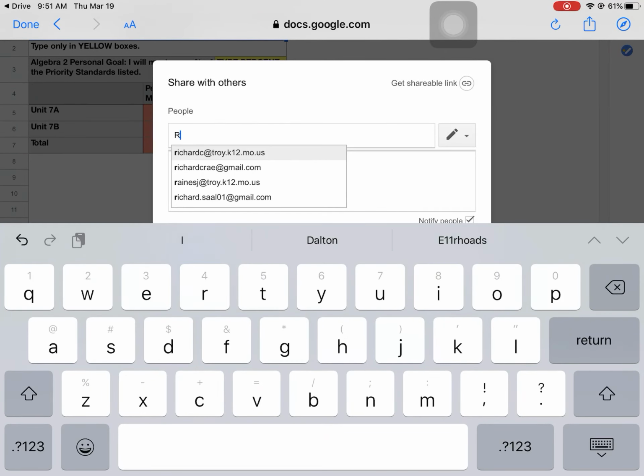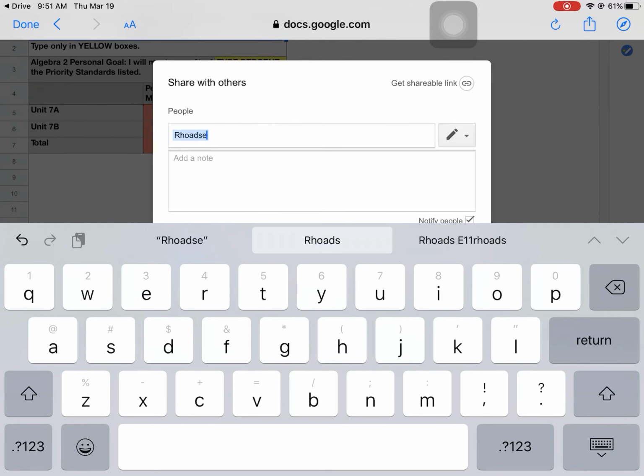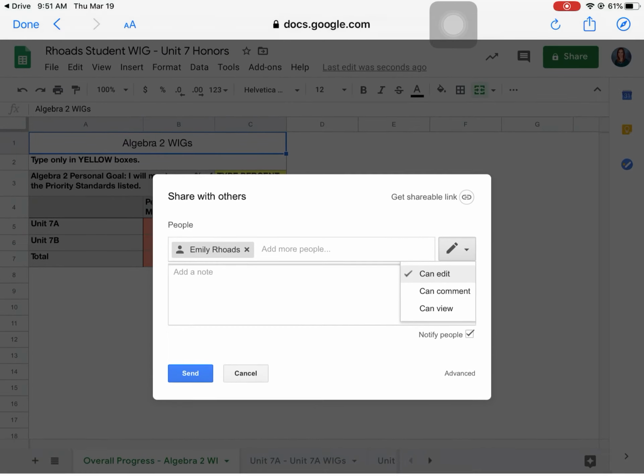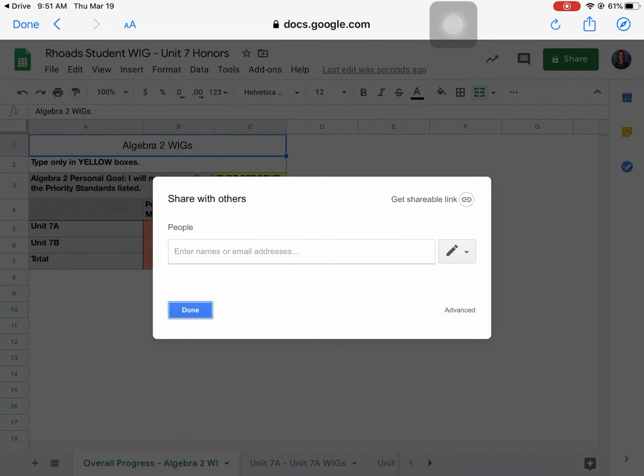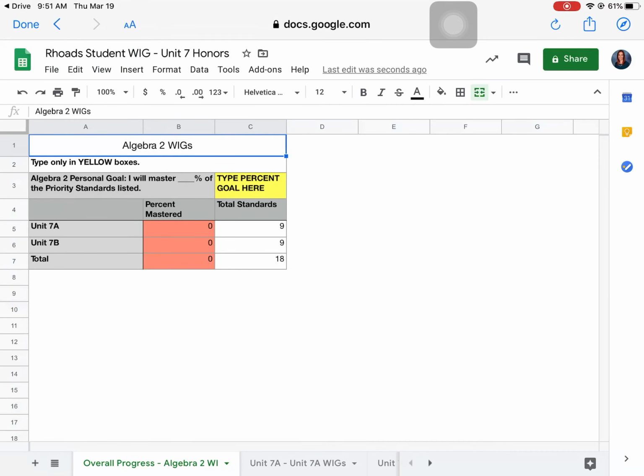So if you go in here, you should just be able to type in my name, my email. I'll type it here so you can see it. K12.mo.us, and you should be able to share it with me. You can give me view-only access or editing access. Doesn't matter. Okay. Do click that actual share button, though. I did not share this with myself.